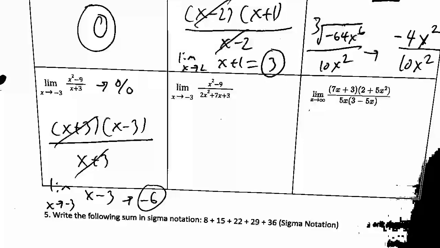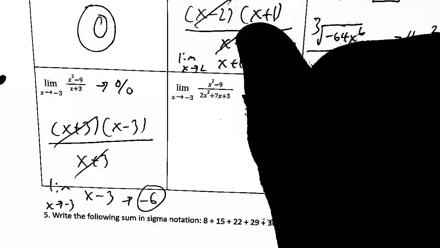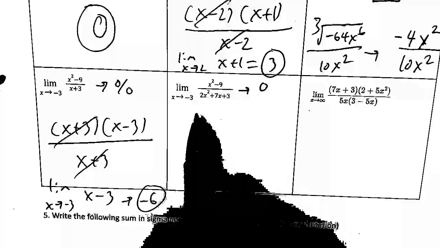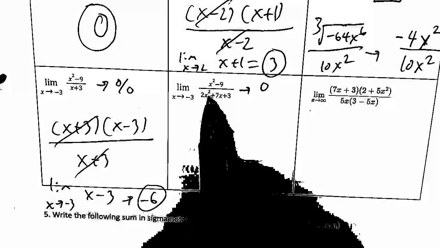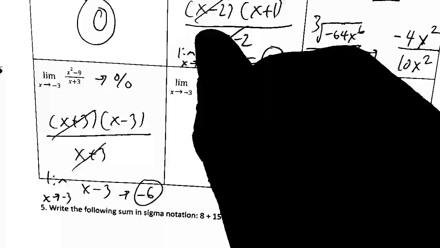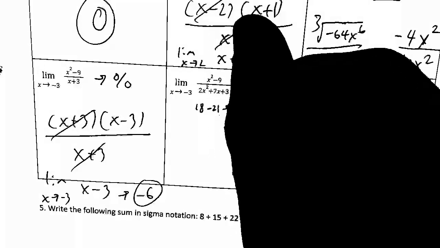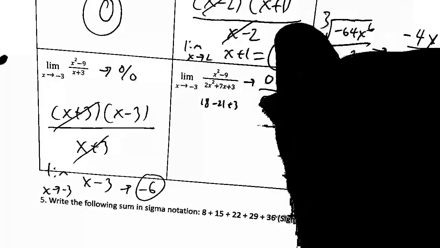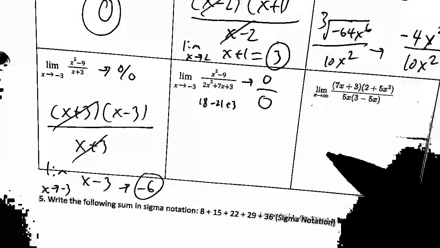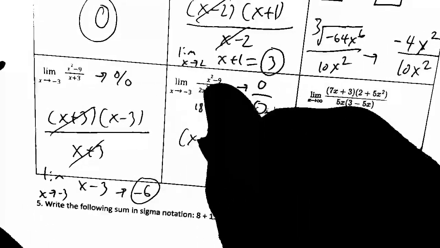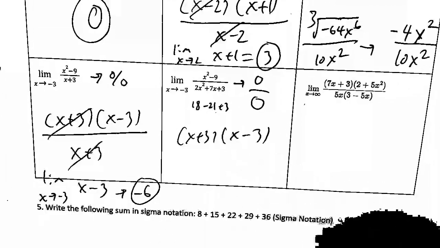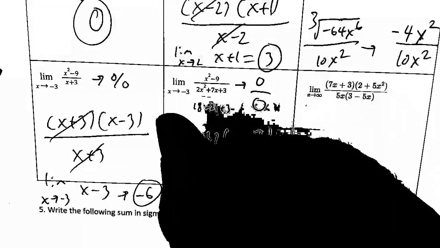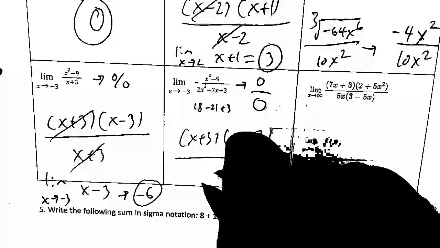Okay, another one here. They keep going. Negative 3 squared minus 9, that's 0 on top right now. How about the bottom? Negative 3 squared, that's 9, so that's 18. 18 minus 21 plus 3. It's another 0 over 0, so we're going to have to factor it. Factors at the top are x plus 3 and x minus 3. Factors at the bottom are going to be x plus 3.